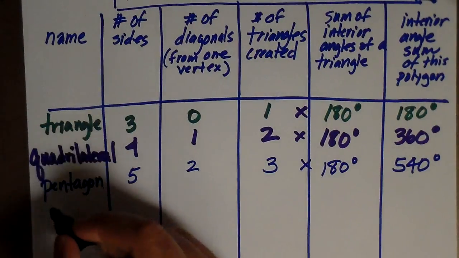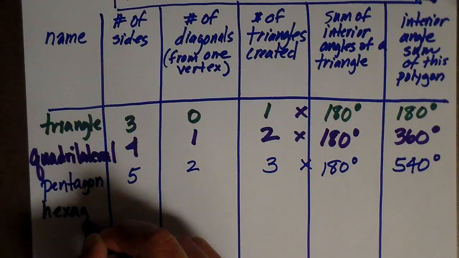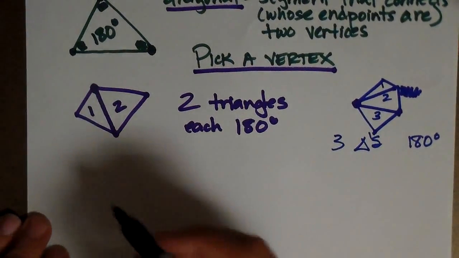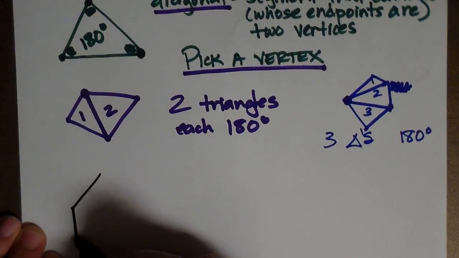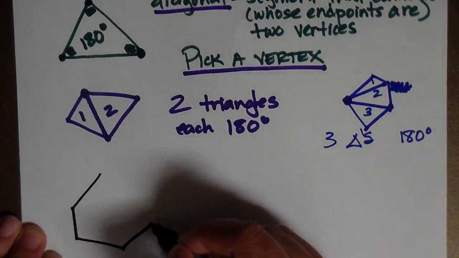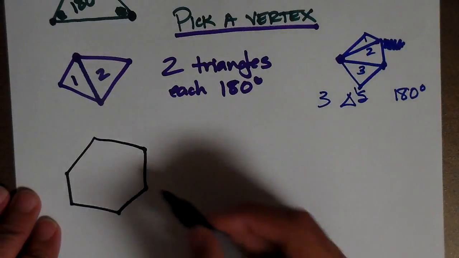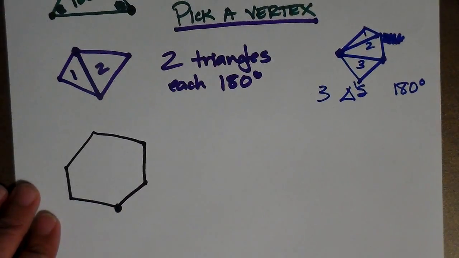So let's look at the next one. The next one is a hexagon. That's a 6-sided figure, okay? A hexagon is 6 sides. So let's look at the hexagon. If I draw a hexagon, it's got 6 sides. I'll actually count properly this time. 4, 5, 6.